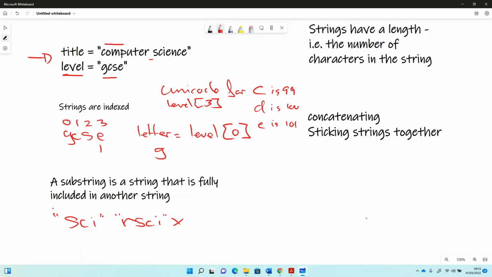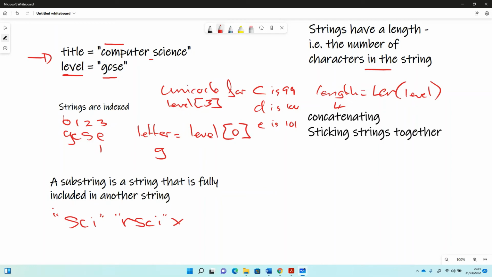So that's substrings. Then the other thing they wanted you to do was think about the length of a string. So strings have a length, and that's the number of characters that are in them. In this case, there are 4 in GCSE. So level has the length of 4. If you did it in Python, you would say something like length equals len(level), and that would give you the answer 4. So strings have a length, and that's what they were trying to get you to do there. Think about how long one of those strings was. So you just had to choose a number.